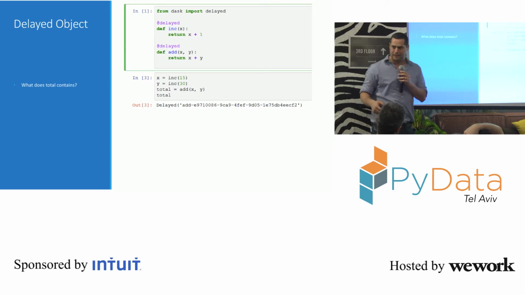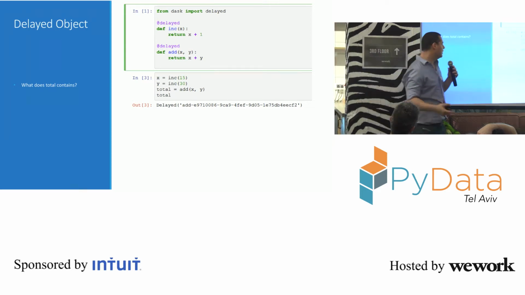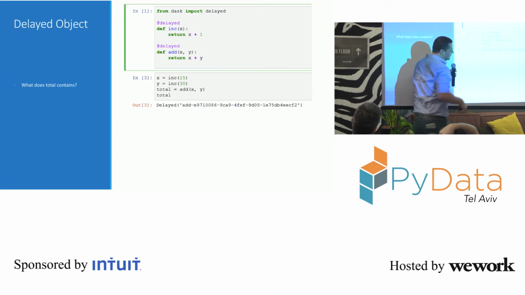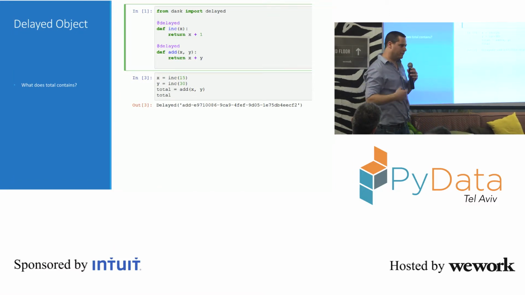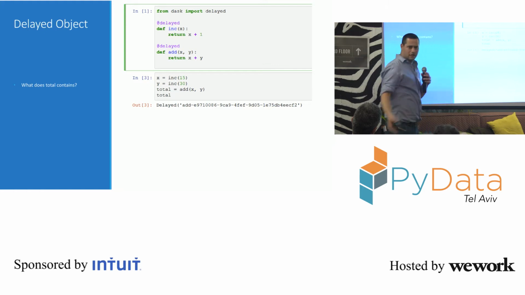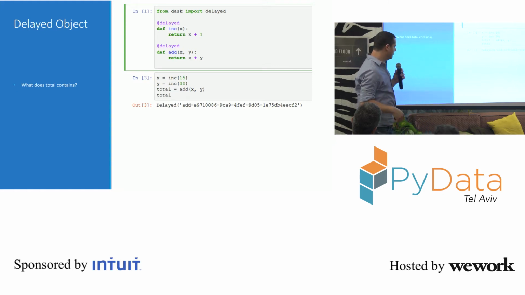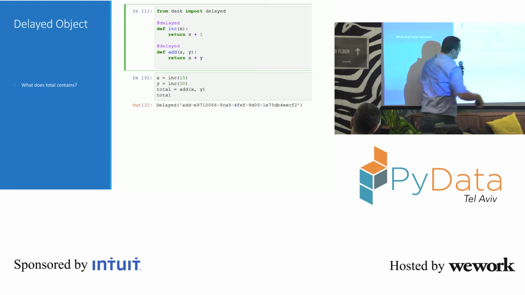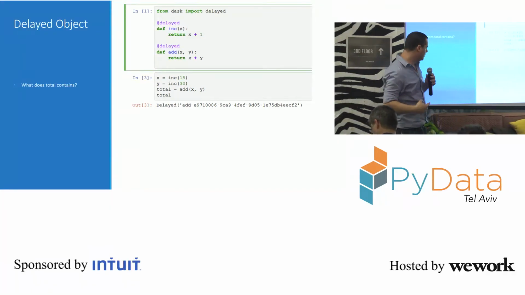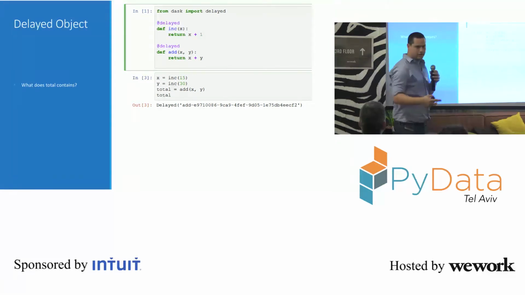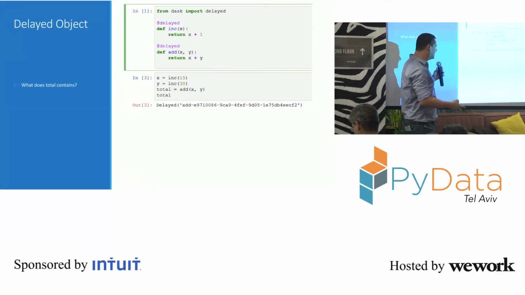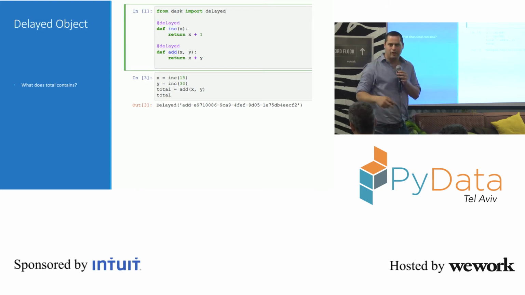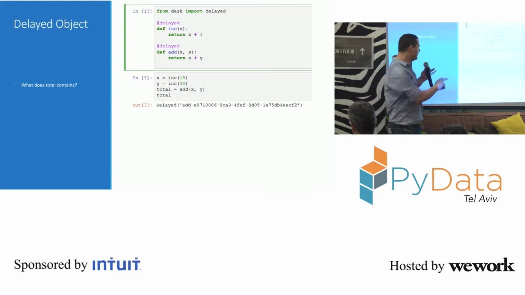Now, unlike what you would normally get, when you assign inc into X, you are not getting the value returned from the function, you are getting a delayed object assigned to this variable. The same thing happens when you do this to y. And when we apply the add function to the two delayed objects, we get total, which you can probably assume is a delayed object. So currently nothing was calculated in all of this cell.